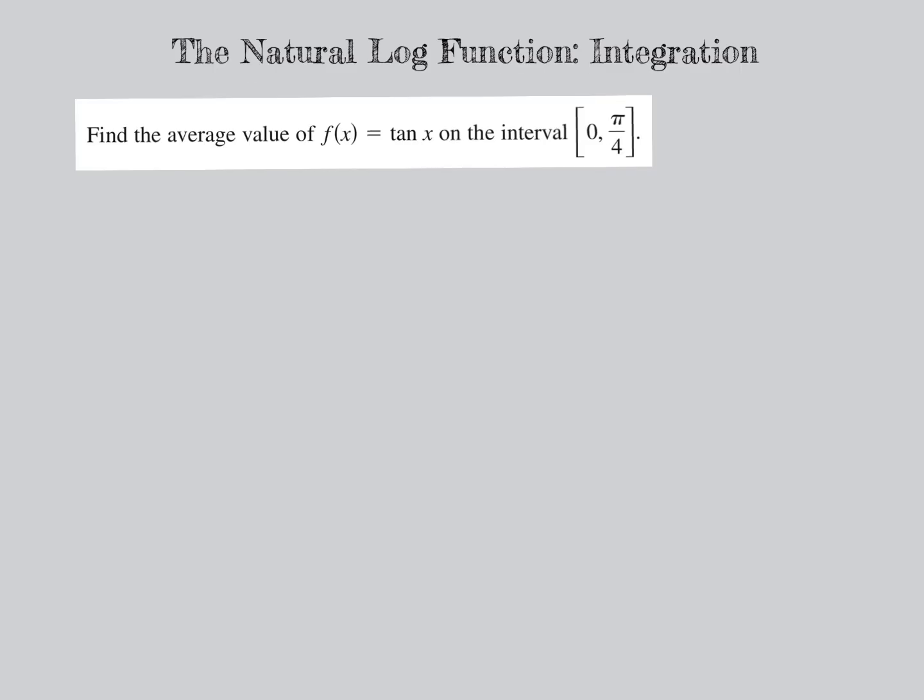Our last example, we want to find the average value of f of x equals the tangent of x on the interval from 0 to pi over 4. So the same interval we had earlier. Now recall, to find the average value between a and b is 1 over b minus a multiplied by the integral from a to b of f of x dx.